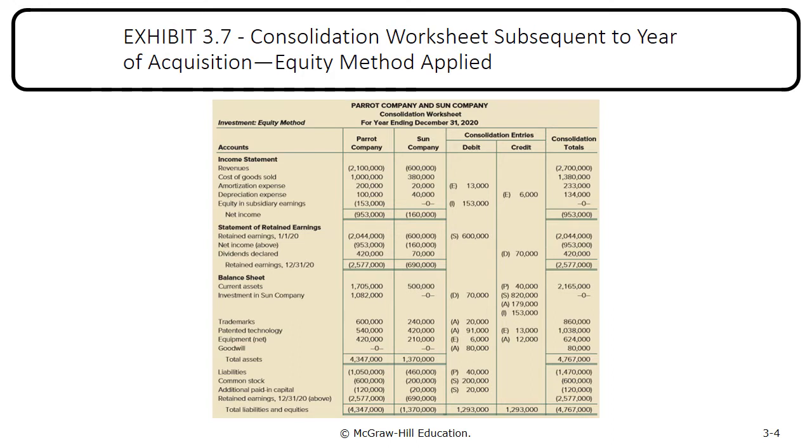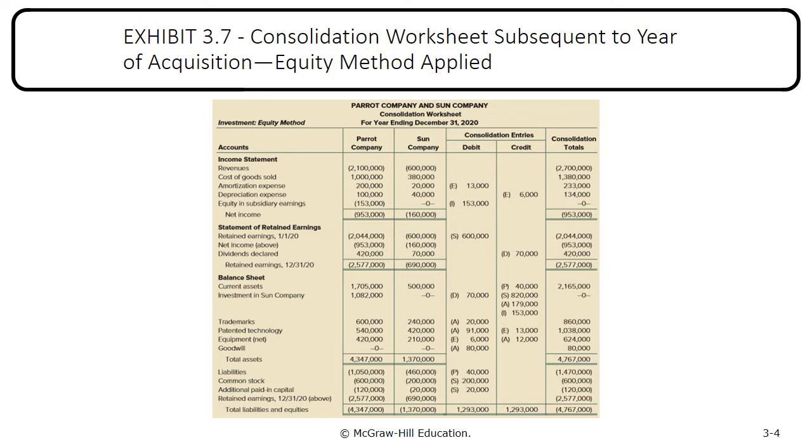So we debit retained earnings 600,000, debit the common stock 200,000 for the amount of common stock in Sun, and then debit additional paid in capital 20,000. We credit our investment account for the total 820,000. So we just eliminated the current book value of Sun.